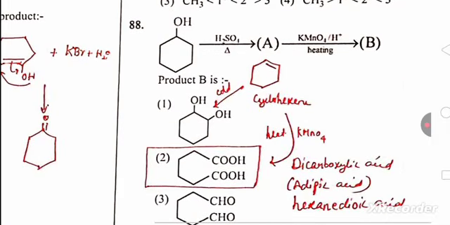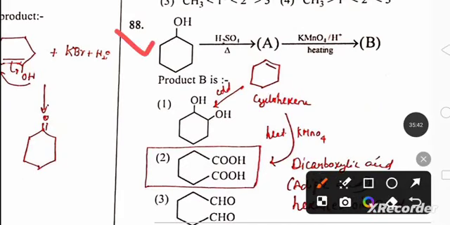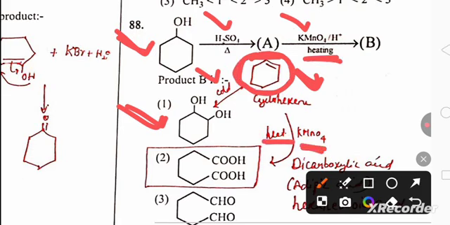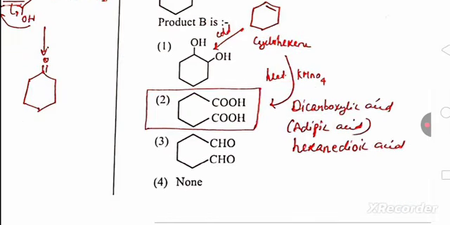We have next question: cyclohexanol on treating with sulfuric acid undergoes dehydration to produce cyclohexene. A is cyclohexene. This cyclohexene, when you treat with potassium permanganate in cold condition, you will get 1,2 diol. But here heating is given. When you heat in the presence of potassium permanganate, cyclohexene gives a dicarboxylic acid, which is called adipic acid or hexanedioic acid. Let us go to the next question.